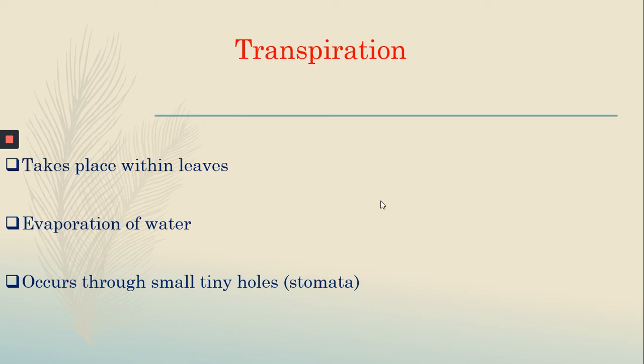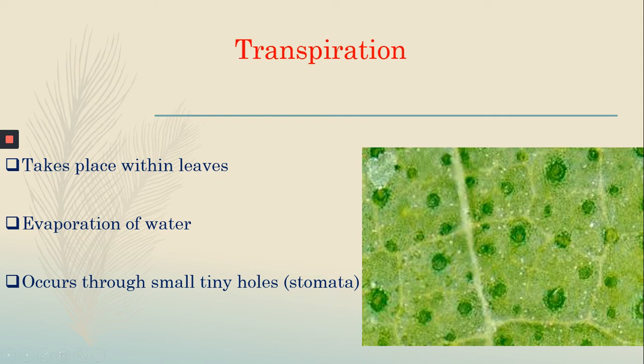First of all, it occurs through tiny small holes. These tiny small holes are termed stomata. Here you can see the picture of stomata. This one is a stomata, this one is a stomata, and when we zoom this picture again, then you can see the larger stomata.